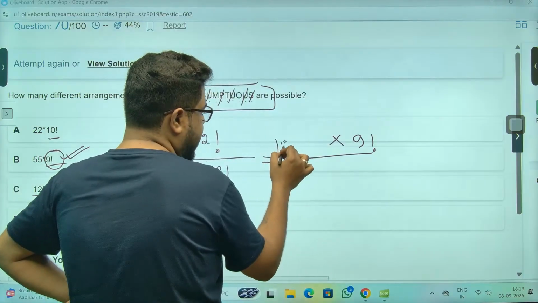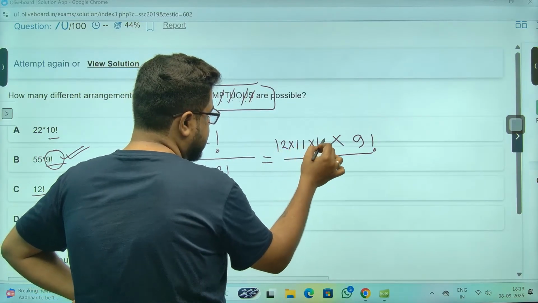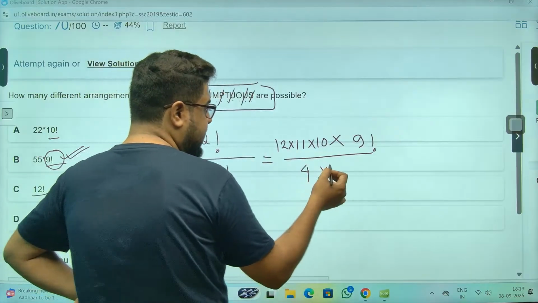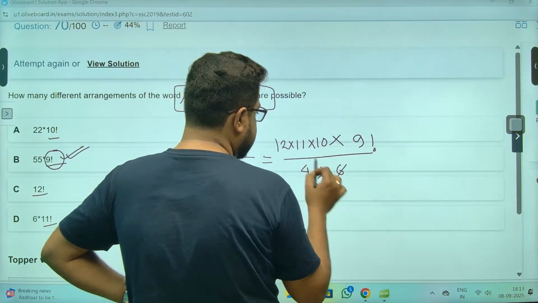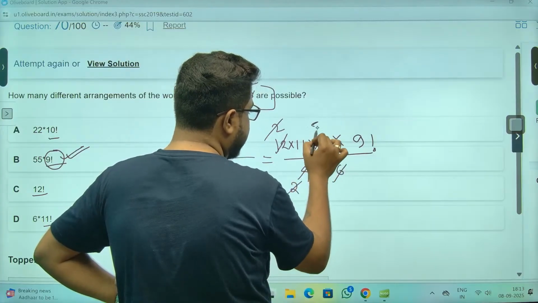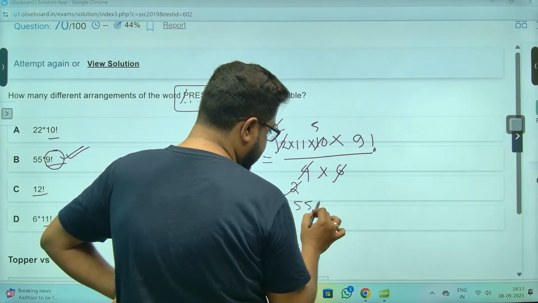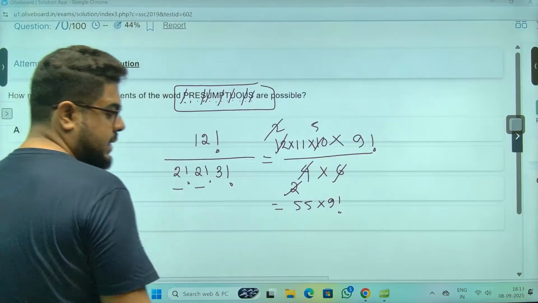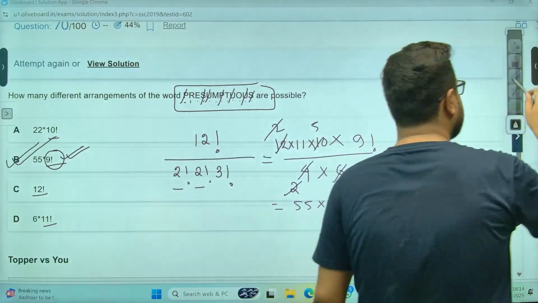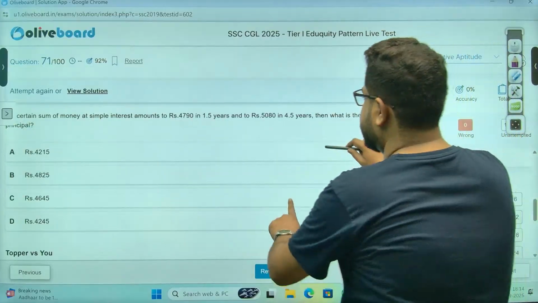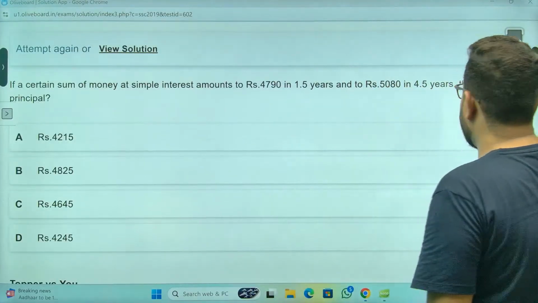So 12 into 11 into 10. 2 factorial, 2 factorial, these are 4. 2 factorial is 2 only, and 3 factorial is 6. So 55 into 9 factorial is there in the answer. Yes, option B is the answer. I don't need to do anything. Okay, finished. Next.